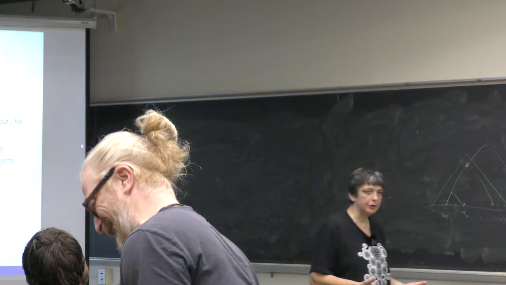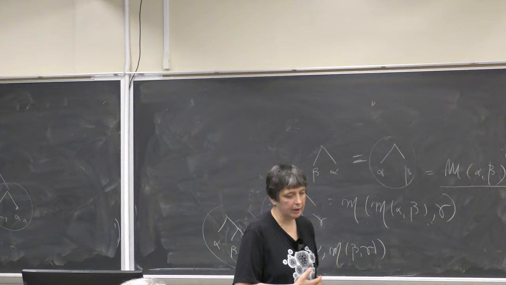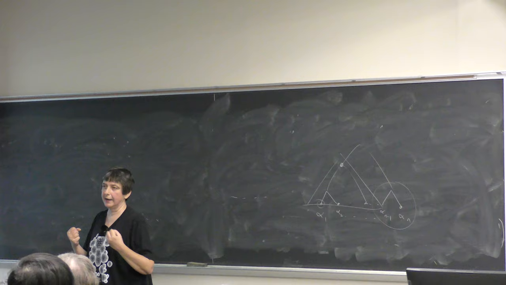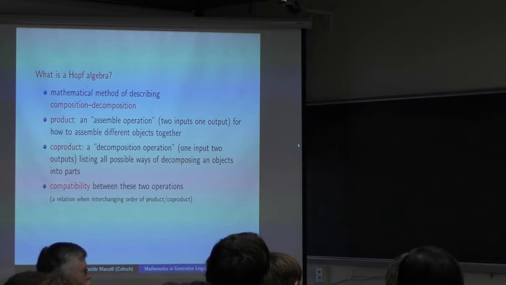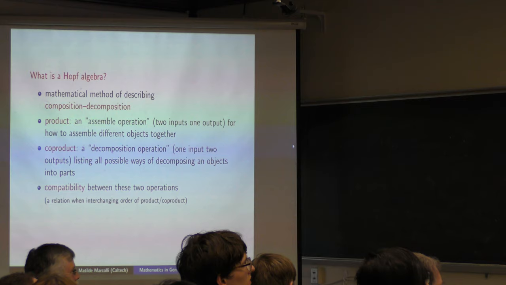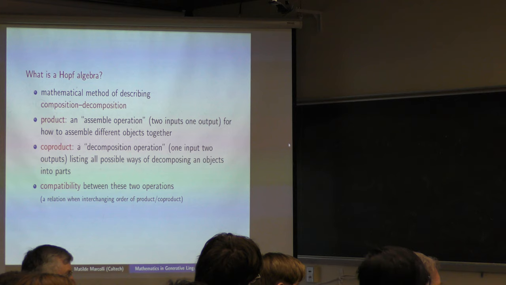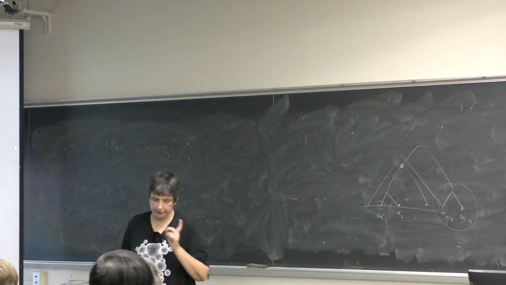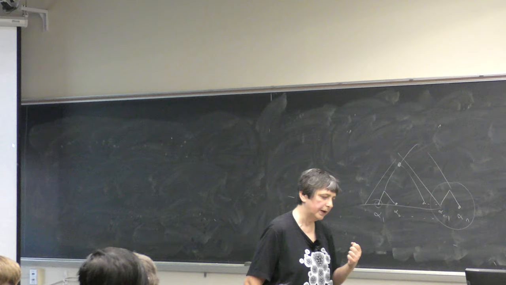So a Hopf algebra is two operations, a product and a coproduct. A product is telling you how you put things together, and the coproduct is telling you how you break them apart. And there is some compatibility between these two operations. I was mentioning this yesterday, and I'm going to say it more precisely today. Saying that these two operations are compatible is not saying that they are inverse operations of each other. The way that you decompose things can be, and in this case is, richer than the way that you put them together, or in some cases it can be vice versa.